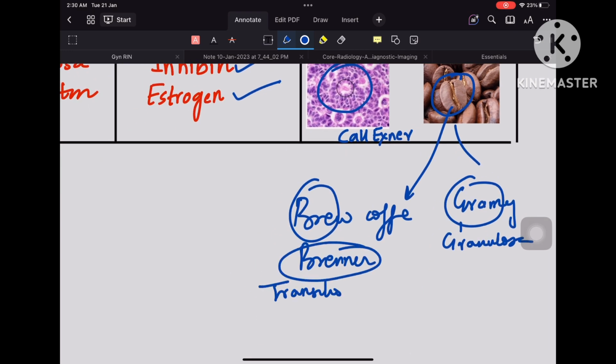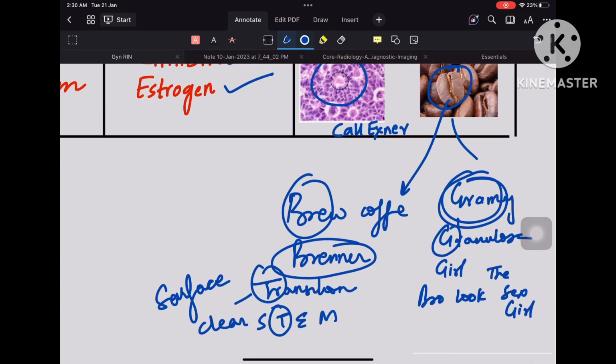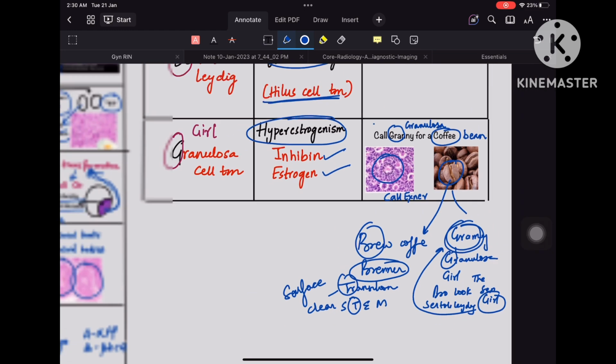Brenner's is the transitional, and we have seen it in what category? The first one, that is the surface epithelial tumor category. And the granulosa cell we have seen as girl. So bro is looking at the sexy girl. The girl here indicates granulosa, and it is categorized into sex cord stromal tumors. So if you go in an orderly manner, we will never make a mistake in what class of tumor any named ovarian cancer goes into.